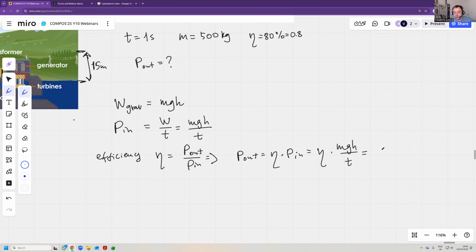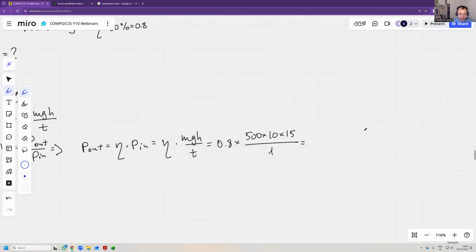And now we can substitute. So 0.8 times mass, 500, times 10 times h, which is 15 meters, divided by the time, which is 1 second. And we get 0.8 times 500 times 10 times 15, 60,000 watts, which is 60 kilowatts.